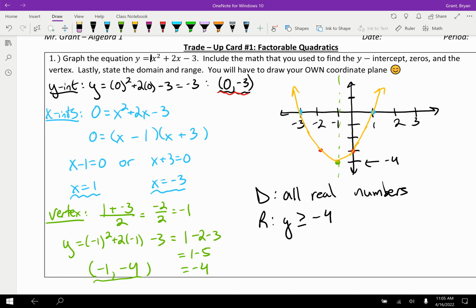The other way that you can say that is you can say we go from -4, we include -4 with the bracket, and we go up infinitely far. You can't include infinity, it's not a number, so we just leave it with a parenthesis.